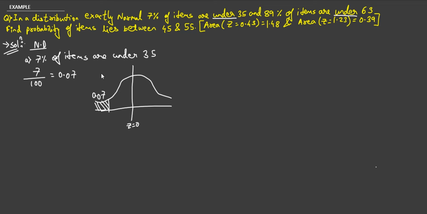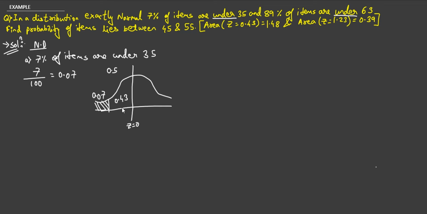As we have seen in previous examples and in the introduction, the total area of the left hand side is 0.5 and the total area of the right hand side is 0.5, because both are symmetric. So if I want the unshaded region's area, I will subtract 0.07 from 0.5, and I will get 0.43. So this is the area.